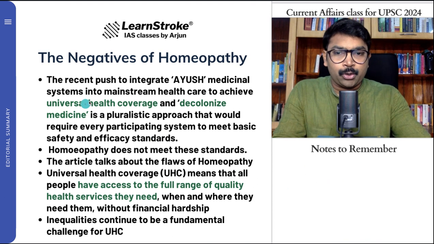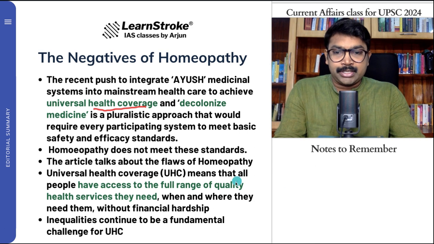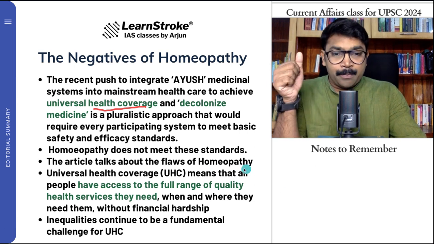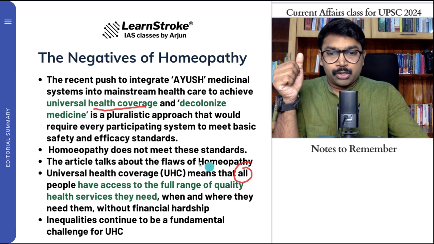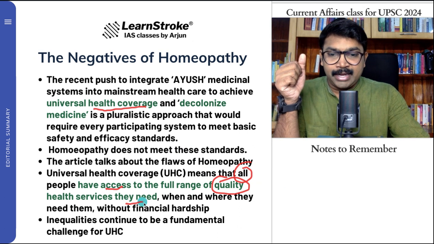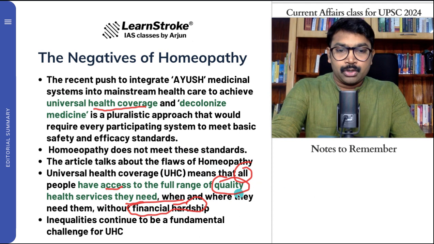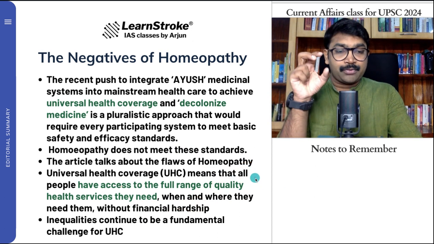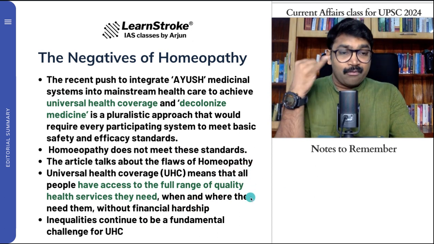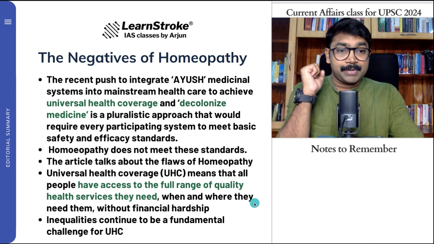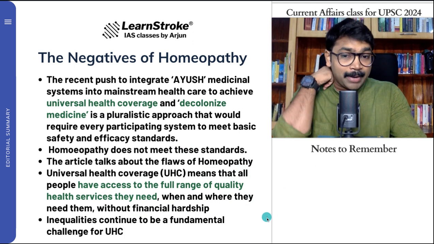So in this context, we need to know the article discusses UHC or universal health coverage. What do you mean by UHC? It simply means that, please understand, the keyword is all people should have access. All people should have access to the full range of quality health services they need, when and where they need them, without financial hardship. So this is the keyword. All people need to have the full range of quality health services that they need, when they need, without financial hardship. This is an important point that I made here.